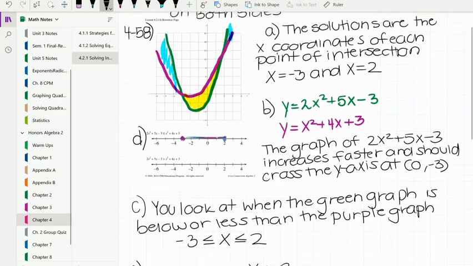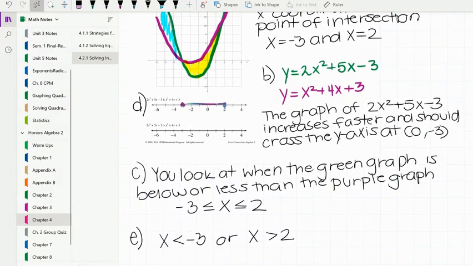The reason I use a less than or greater than symbol instead of the equal to is because that's what they used in the problem. So we would have an open circle at -3 and an open circle at 2, and then from there, we would go in opposite directions. Okay, so that should get you a good start on this section.